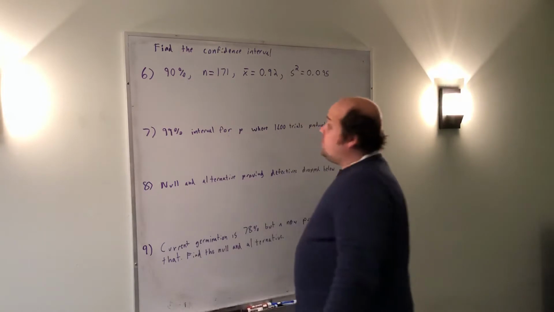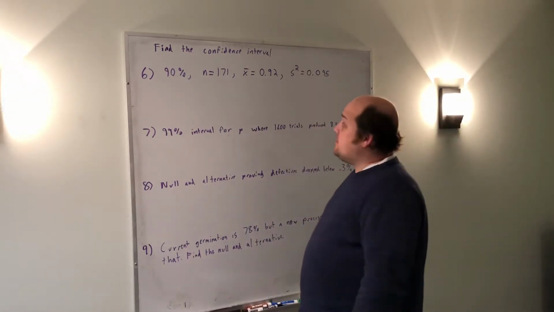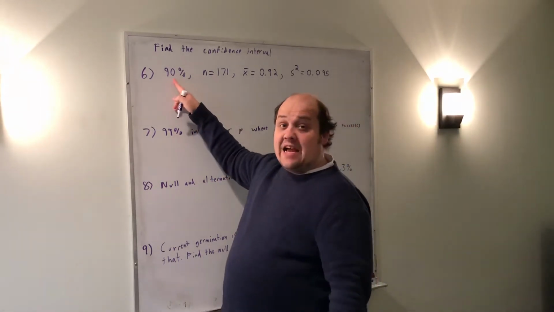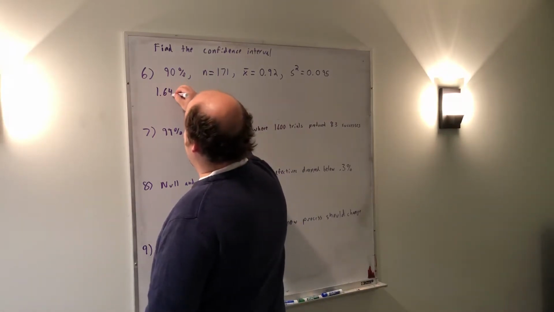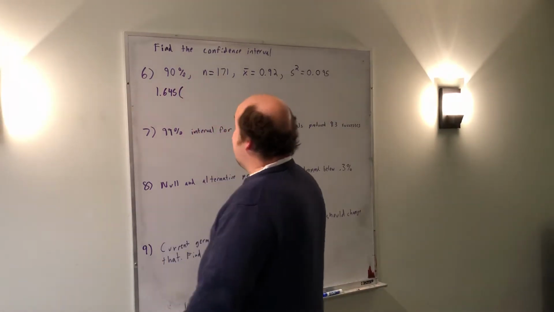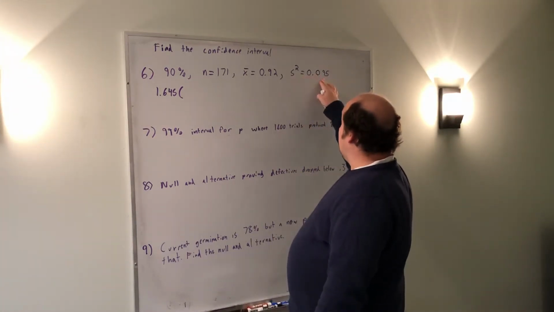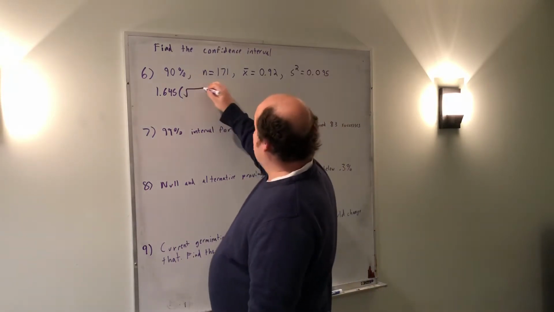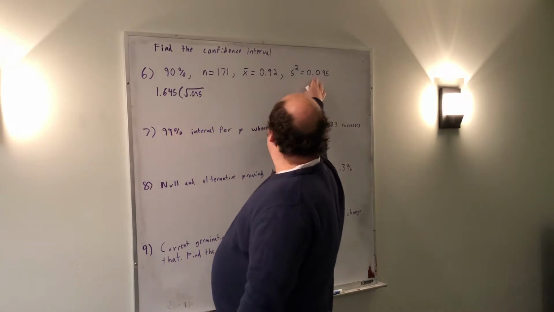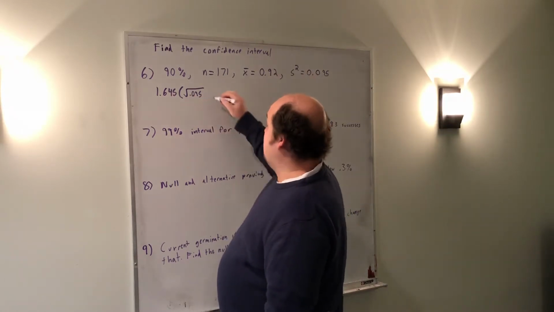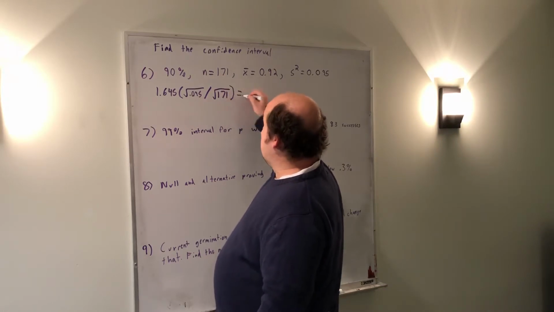Continuing on with confidence intervals, number 6 is also a confidence interval for means, so we have to go through the same steps. First, we have to associate 90% with a specific z alpha over 2, in this case 1.645. Then we have to multiply that by s over the root of n. Again, because we were given s squared, we're going to have to take the root of 0.095 instead of putting it in directly as 0.095. Then we're going to have to divide that by the root of n, in this case 171.